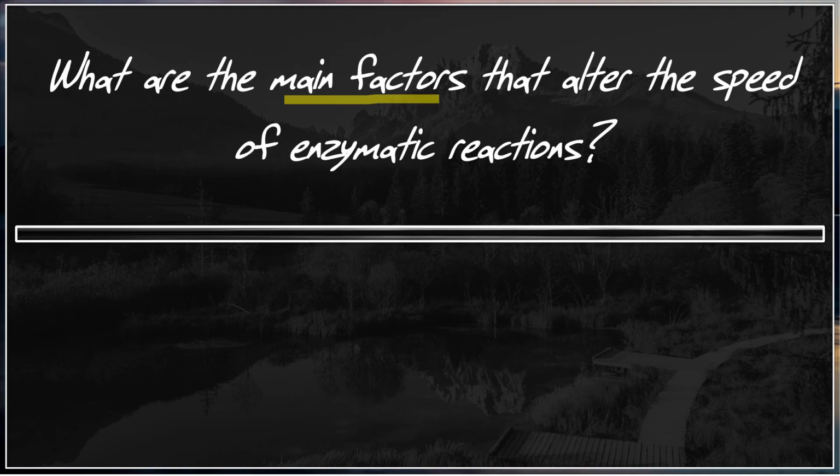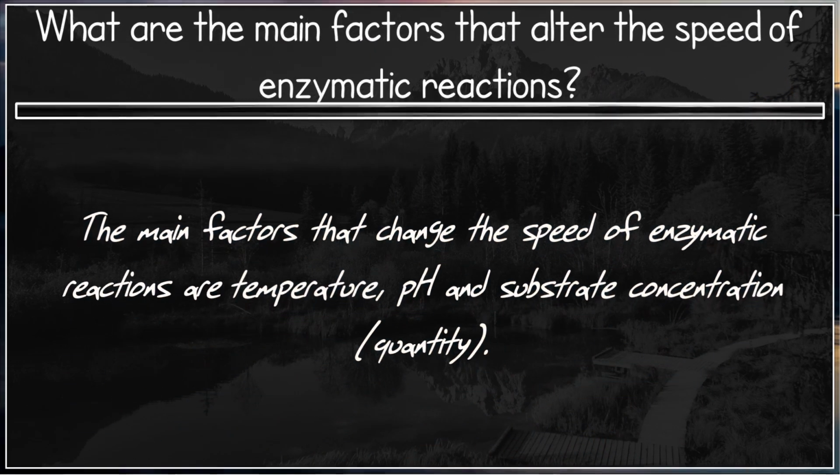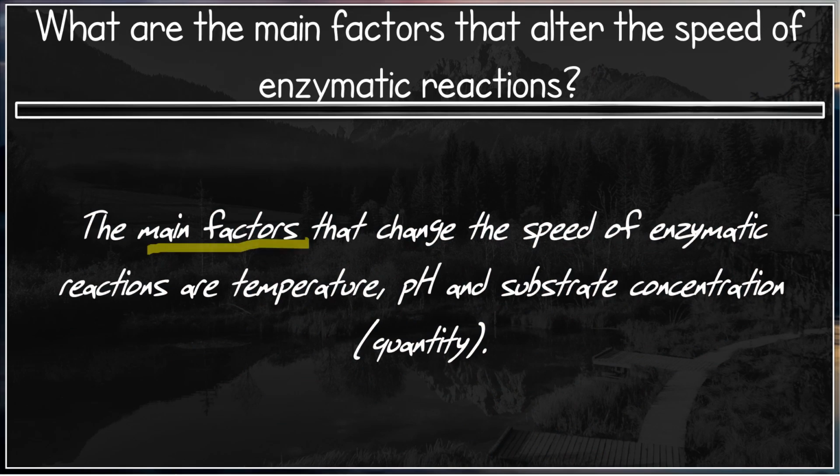What are the main factors that alter the speed of enzymatic reactions? The main factors that change the speed of enzymatic reactions are temperature, pH, and substrate concentration, that is, the quantity.